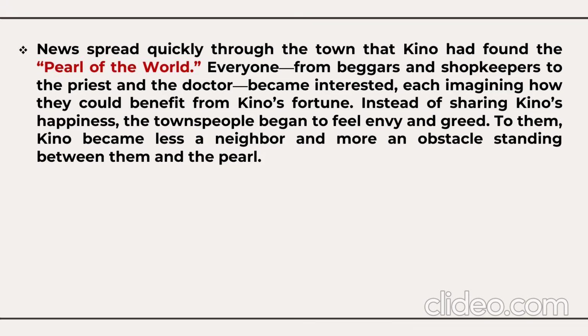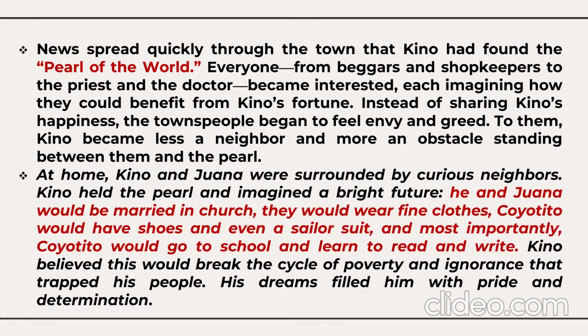Instead of sharing Kino's happiness, the townspeople began to feel envy and greed. They became so jealous. To them, Kino became less a neighbor, more an obstacle standing between them and the pearl. So Kino has become a kind of barricade between the people and the pearl. At home, Kino and Juana were surrounded by curious neighbors. All the people gathered around Kino and Juana.